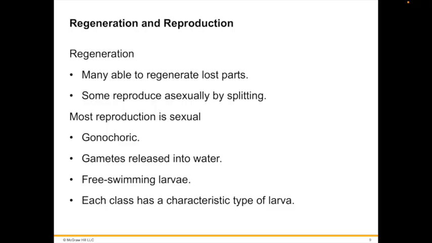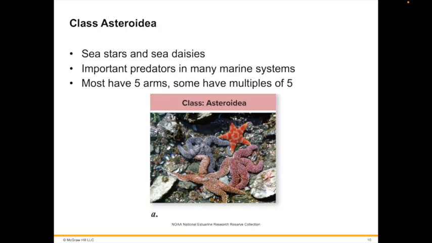The 5 extant classes include Asteroidea, which includes the sea stars or starfish and the sea daisies, Holothuroidea, the sea cucumbers, Echinoidea, the sea urchins and sand dollars, Crinoidea, the sea lilies and sea feathers, and Ophiuroidea, the brittle stars.